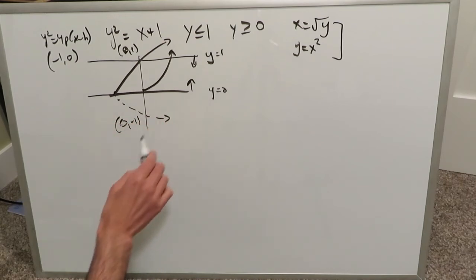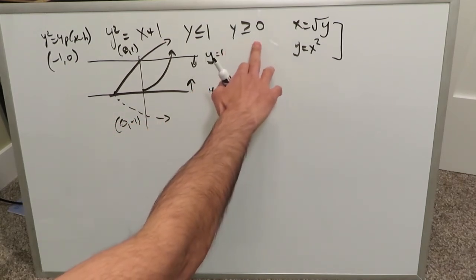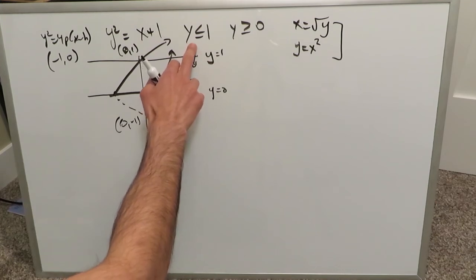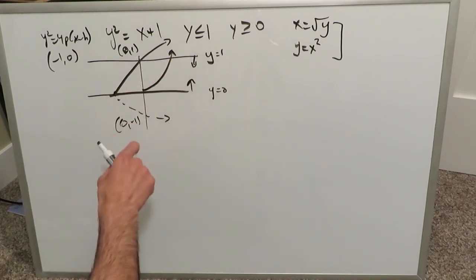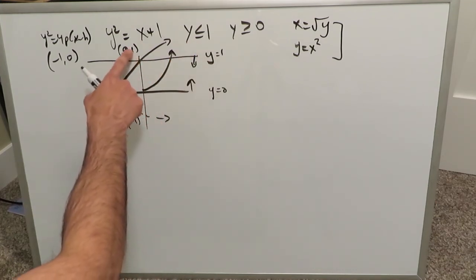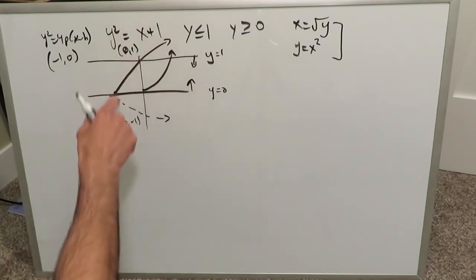Why aren't we looking at that? Because we're looking at values of y greater than or equal to 0 and less than or equal to 1, so it eliminates this lower graph. So what you end up having here is just the 0 comma 1 intercept of this parabola.